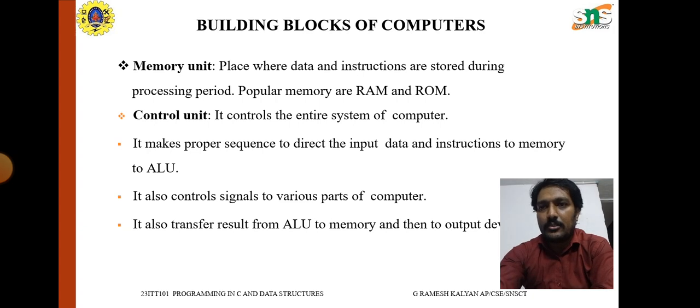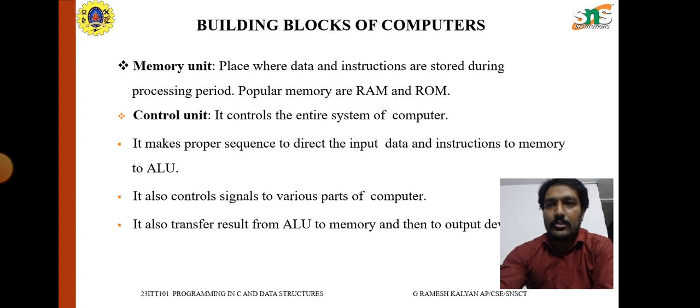Next one is the memory unit. This memory unit is the place where the data and instructions are stored during the processing period. Popular examples are RAM and ROM. RAM is random access memory and ROM is read only memory. These are the two types of memory that are used in computers.